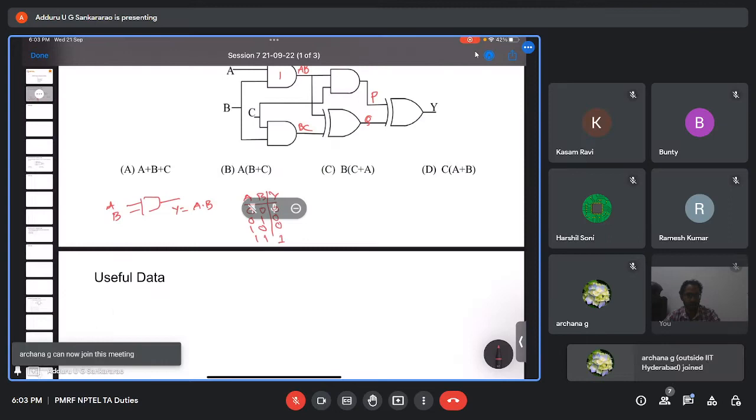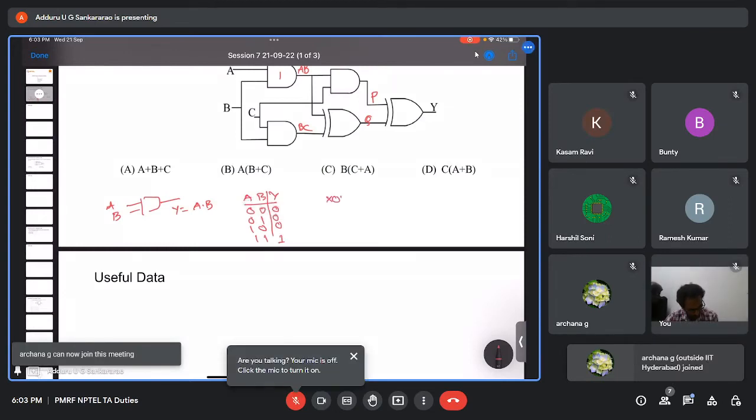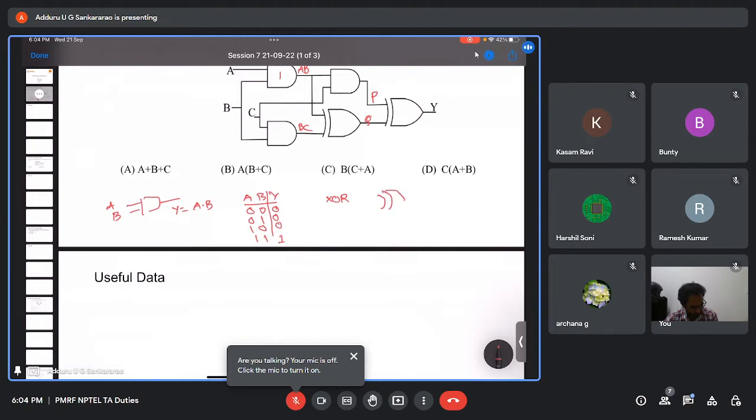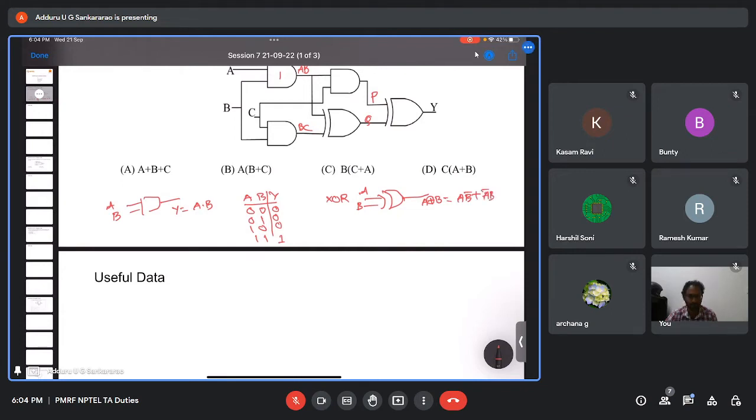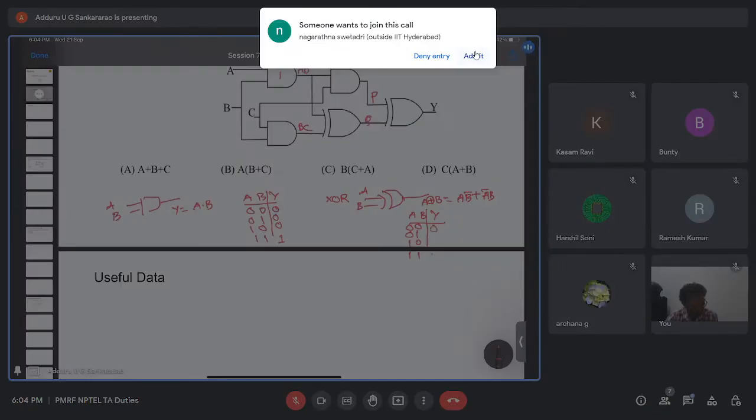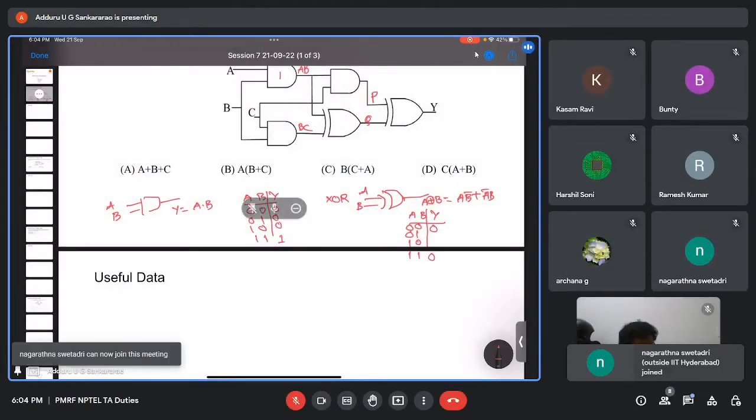And another gate we have is the XOR gate. Let us say A and B are the inputs of the XOR gate. The output of the XOR gate is A XOR B, that is A B bar plus A bar B. The truth table you already know. Let A, B be the inputs and Y the output: 0 0 gives 0, 0 1 gives 1, 1 0 gives 1, and 1 1 gives 0. So when both are zeros or both are ones, the output is 0, and when the inputs are different, the output is 1.